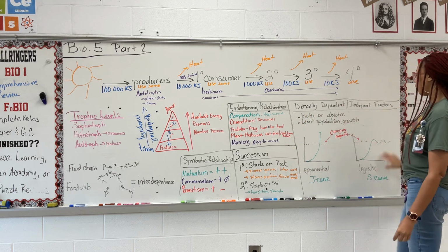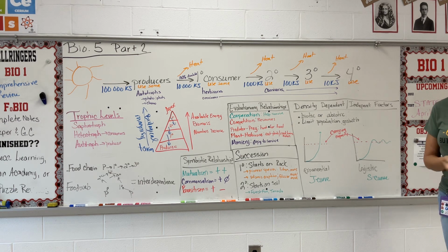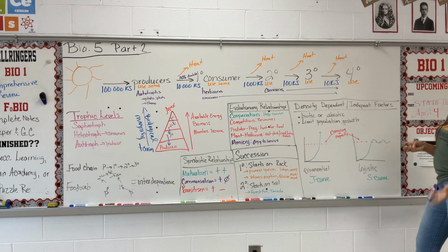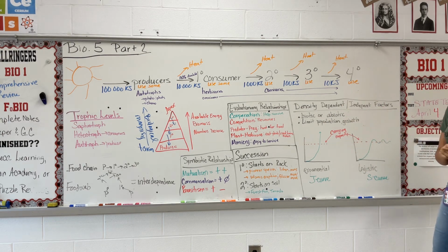Now, the last thing we're going to talk about is density dependent and density independent factors, which can actually limit population growth. So remember, a population is a group of the same organisms living in the same place at the same time. And so different things can limit a population's growth. They can be biotic or abiotic.